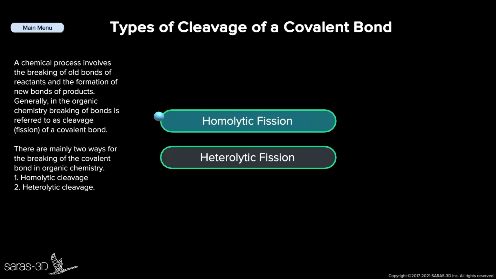So you know what is a covalent bond? Chemical process that involves basically the breaking of older bonds of the reactants that leads to the formation of new bonds in the products. Alright, so generally in organic chemistry, the breakage of bonds is referred to as cleavage or fission of a covalent bond. So whenever a bond between two atoms breaks, it is known as the cleavage of a covalent bond. So there are mainly two ways for the cleavage of the covalent bond in organic chemistry, and those two ways are homolytic cleavage and heterolytic cleavage.